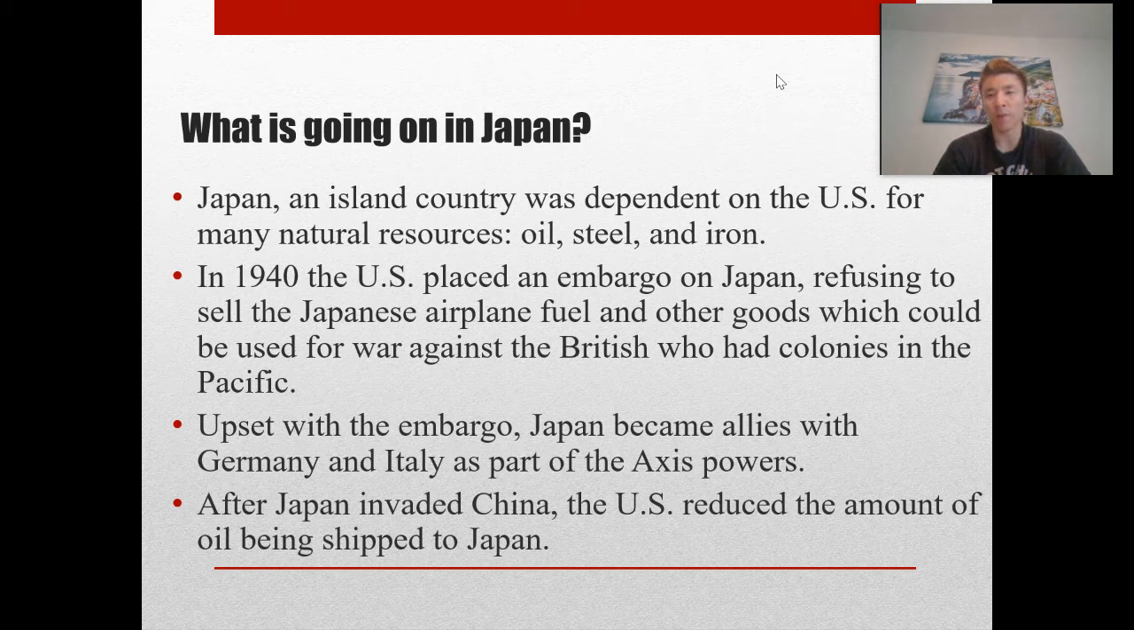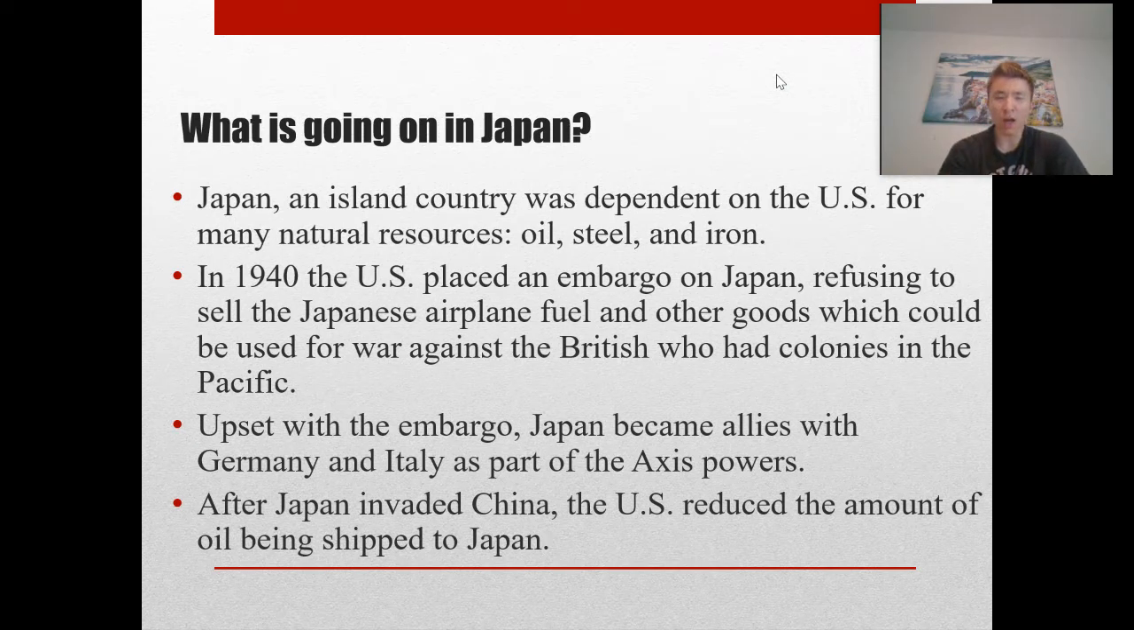Japan starts to develop a close relationship with the Germans and the Italians, who were also seen as threats to the Western world and seen as an enemy to the United States. So the United States does not like what Japan is doing as far as striking a relationship with Benito Mussolini of Italy and Adolf Hitler of Germany. So the United States placed an embargo, or basically a ban on Japan, refusing to sell the Japanese precious airplane fuel and other goods which could be used for war against the British, who had colonies out in the Pacific.